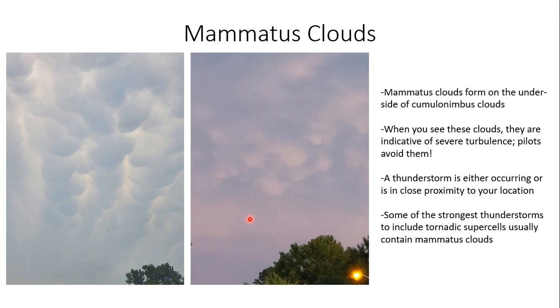nearby to your location. Some of the strongest thunderstorms, to include these tornadic supercells, usually contain mammatus clouds. These aren't as frequent in southeastern Virginia, I noticed. I've only seen maybe about 5 cases of this over the last 4 years. But these type of clouds are definitely more predominant out in the southern plains, where there are tornado chasing safaris. A lot of professional storm chasers go out there to try to get tornadoes. These are very common out in places like Oklahoma, Kansas, and northern Texas with severe thunderstorms. But generally these are mammatus clouds, mamma literally meaning pouch-like.